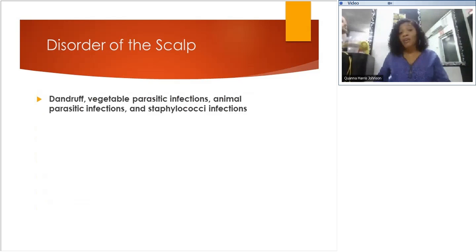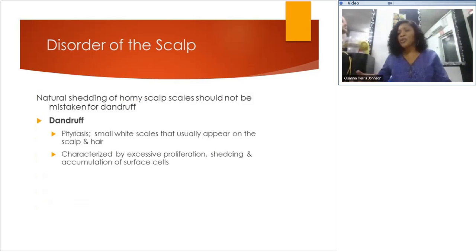So scalp disorders are your dandruff, vegetable parasitic infections, animal parasitic infections, and staphylococci infections. We're going to zoom in first on dandruff, and we don't want you to mix dandruff up with the natural shedding of the scales that is on the scalp. Now, the technical term for dandruff is pityriasis. It's small white scales that appear on the scalp. Its characteristic is excessive shedding and accumulation of the surface cells.